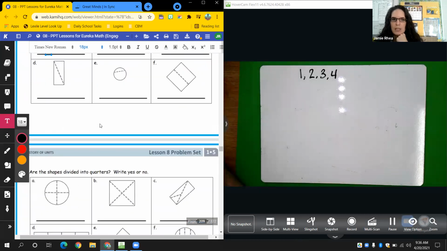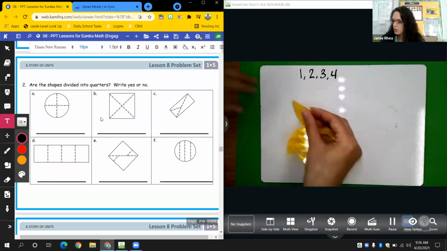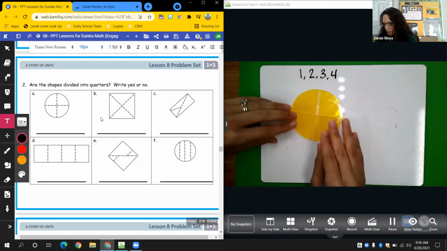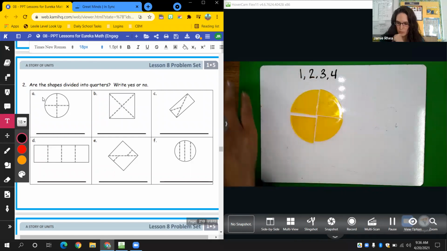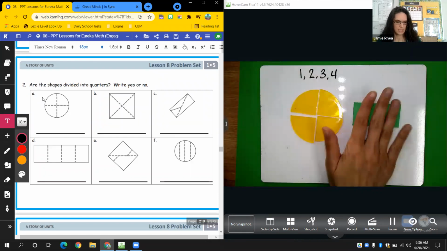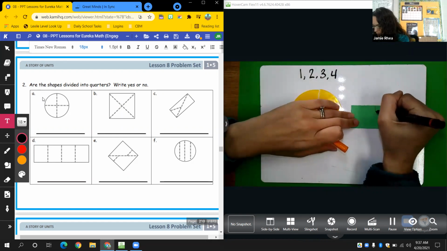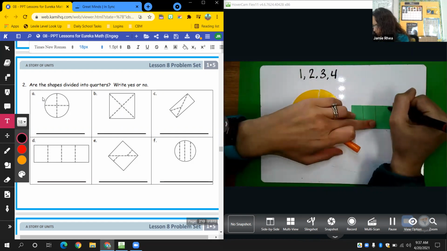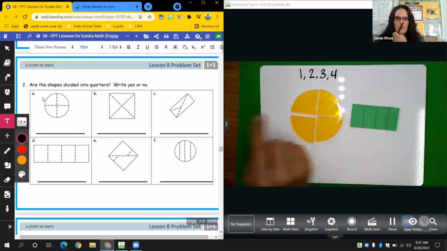Okay. 2. Are the shapes divided into quarters? Remember, quarters were the 4. Okay. They have to be equal, even if we did the sticky note or the paper, it still has to be equal, all 4 sides. Okay. They all have to be equal.